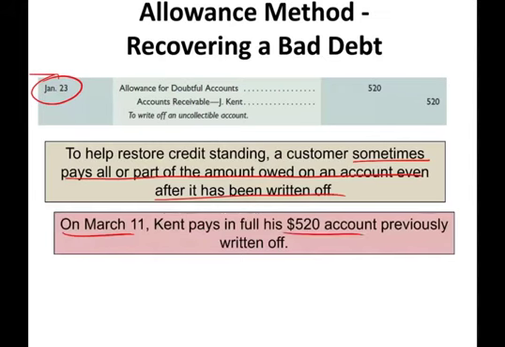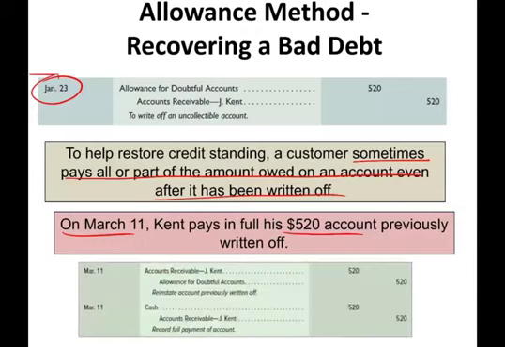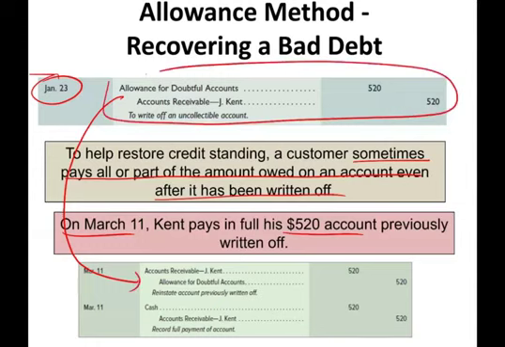What do we have to do? Just like with the direct write-off method, we have two entries to make. One is to reverse this entry. That's why I placed this entry here. So the first thing is we debit the account receivable J. Kent, we credit the allowance. We'll do the opposite of what we did here. Therefore, those two entries eliminate each other. Then we accept the cash, debit the cash, credit the receivable. Now we restored the account.